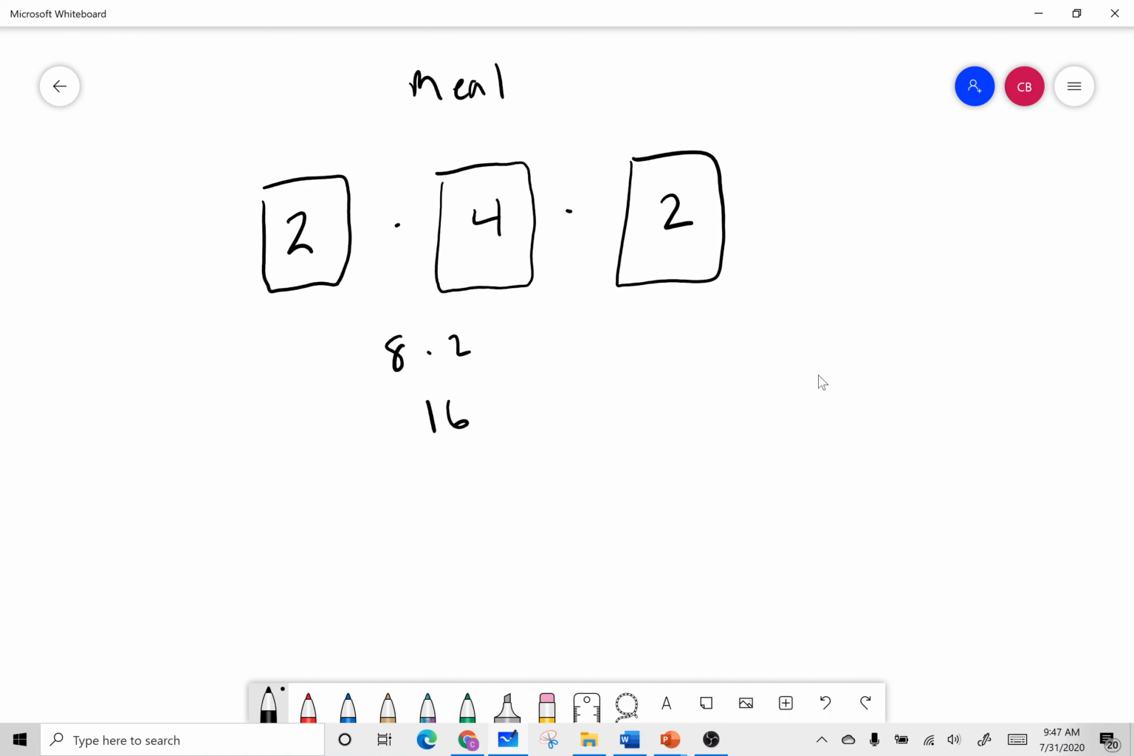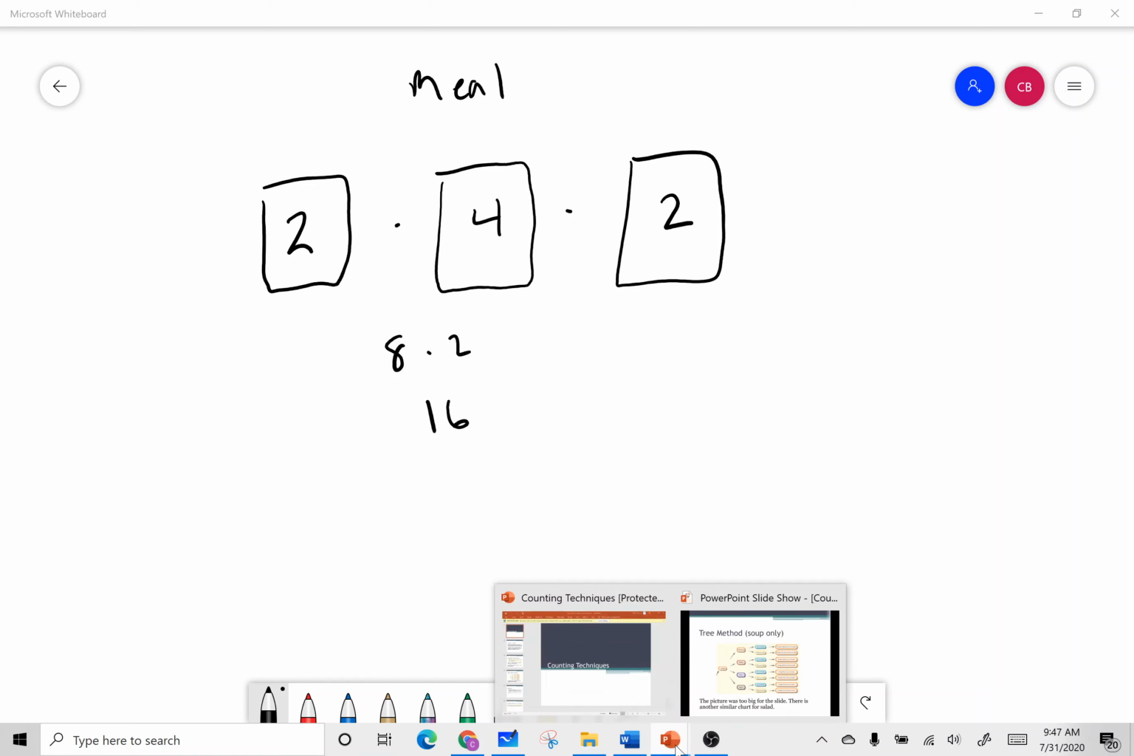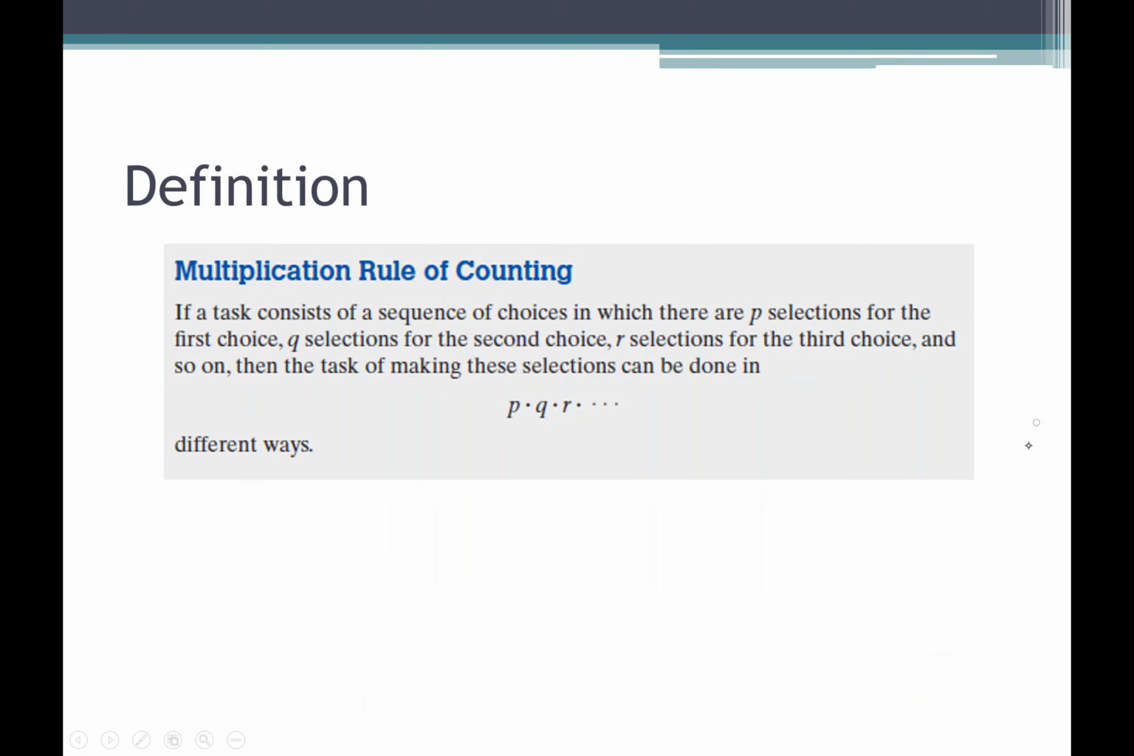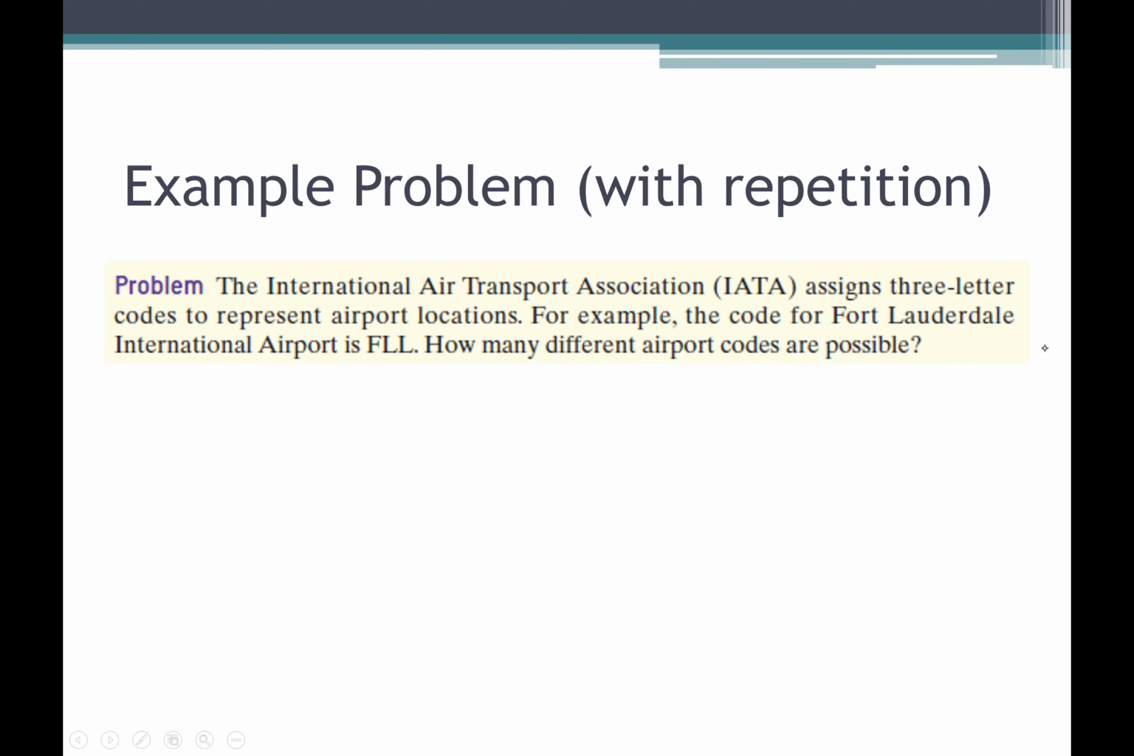and you can get that rather quickly. This also works if you're doing things like choosing an outfit where you have a certain number of pairs of pants and shirts and socks or something, or shoes. And so you can also use this counting method on that as well. If we keep going, then if tasks consist of a sequence of choices in which there are P selections for the first choice, Q selections for the second, R selections for the third, and so on, then the task of making these selections can be done P times Q times R times ... however many choices you have, different ways. That's what the multiplication we just did was.